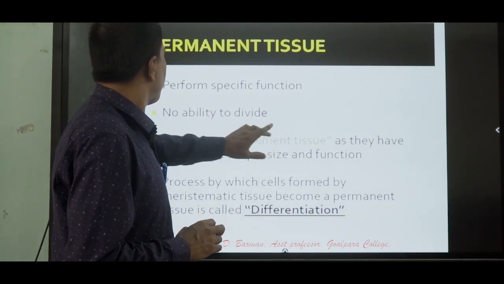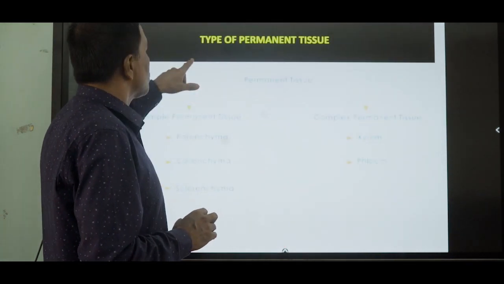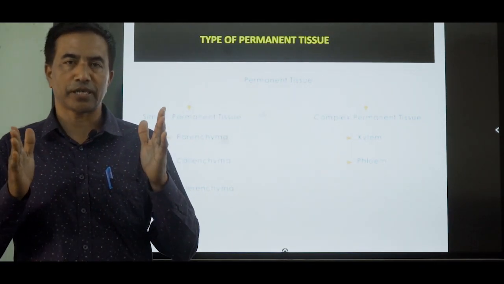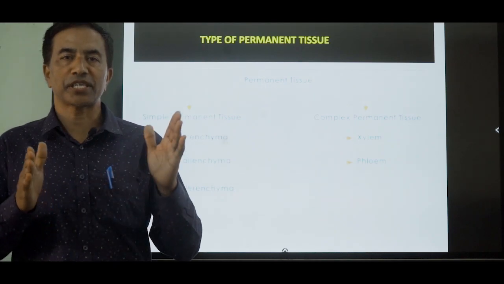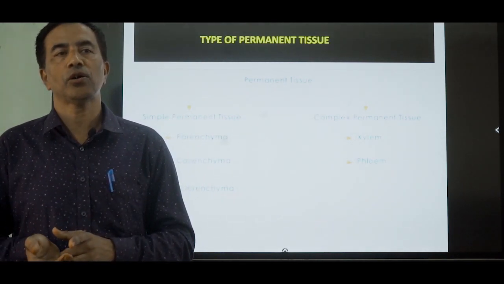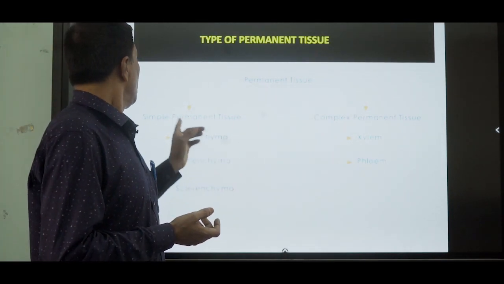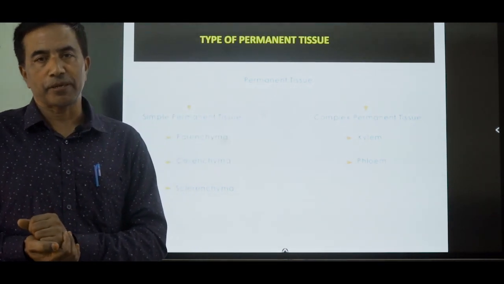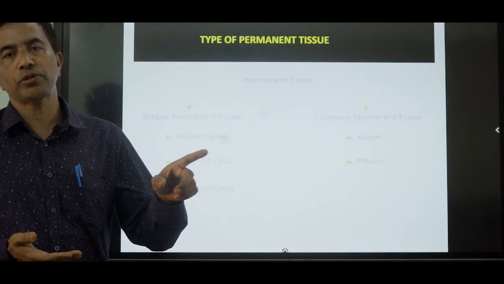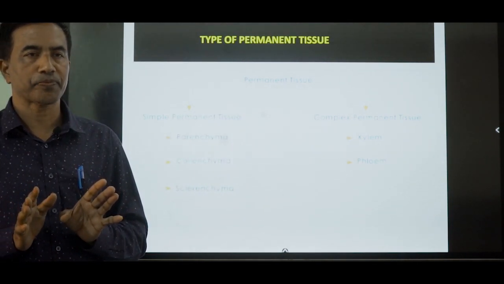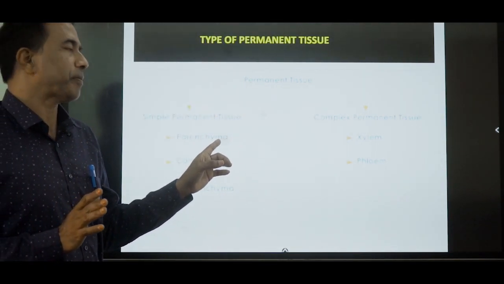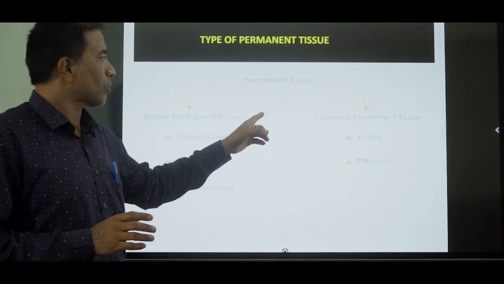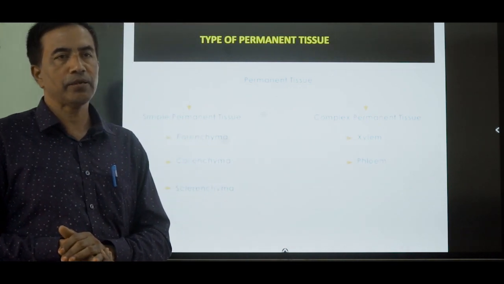So this is the permanent tissue. If we classify permanent tissue, there are generally two types: simple permanent tissue and complex permanent tissue. Simple permanent tissue is made up of one type of cell, and complex permanent tissue is made up of different types of cell. Examples of simple permanent tissue are parenchyma, collenchyma, and sclerenchyma, and complex permanent tissue is the xylem and phloem.